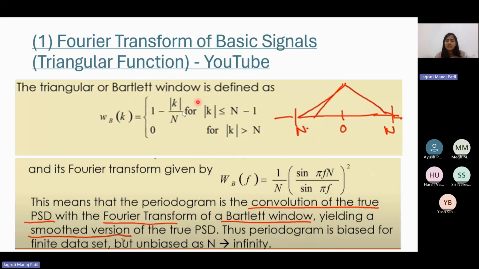So this Bartlett function is defined as this. Within this particular interval, it has some value. After that, for greater intervals, it doesn't have a value. Then again, it's mod k, so this function is symmetrical around the axis. So even if you estimate for one side, like from 0 to n, you can just take the same values for negative n to 0. They have given its Fourier transform by this.